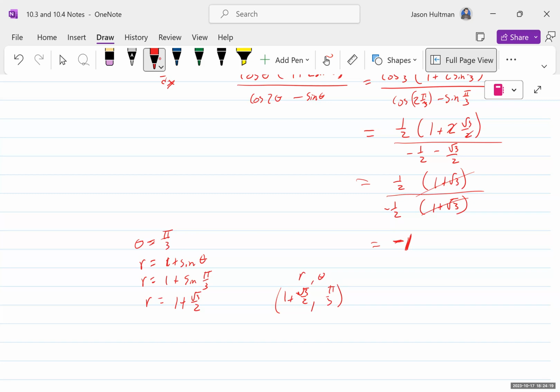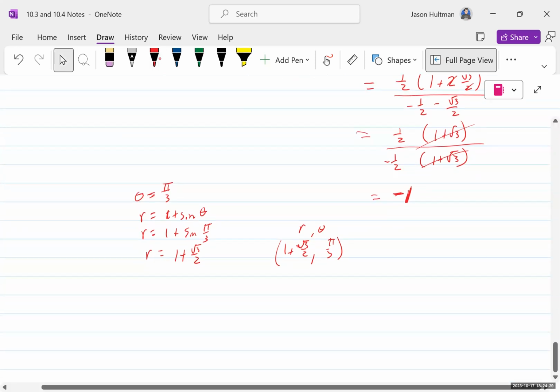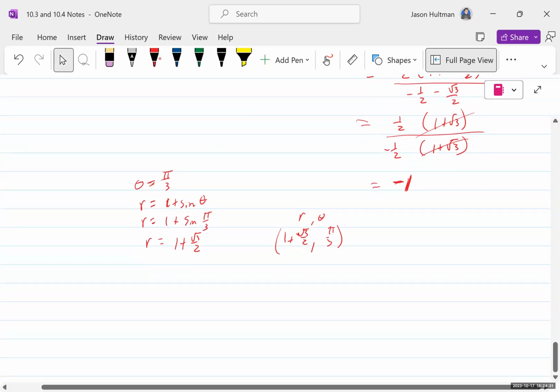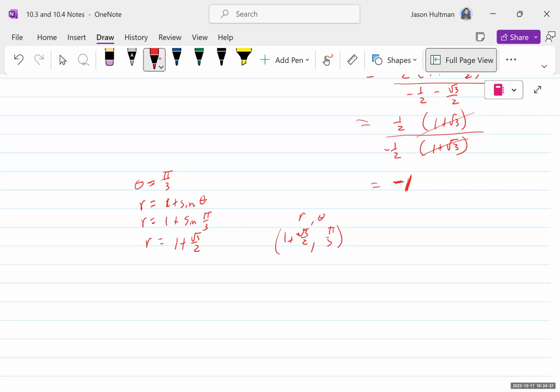But if I wanted to write the equation of a tangent line, I would want it in xy coordinates. So how am I going to write this in xy coordinates? Well, let's just change r, theta into x, y. So x is equal to r cosine theta, and y is equal to r sine theta.